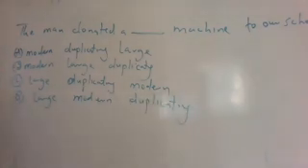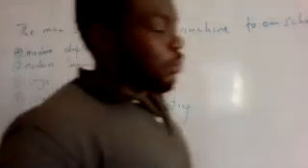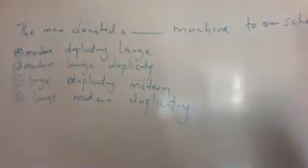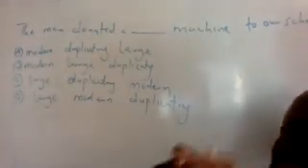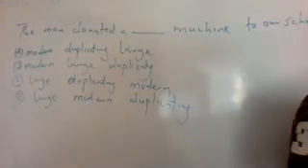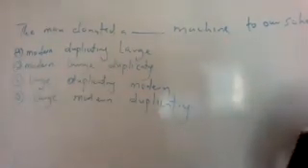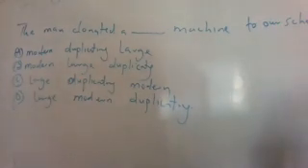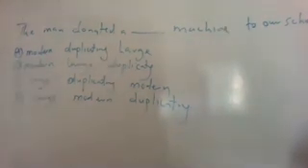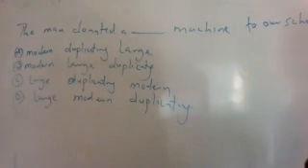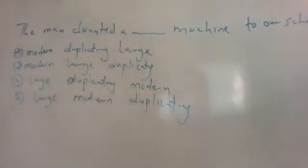Now, who has the answer to this? I want you to give it to me based on the rule. You give me the number. D. Large modern duplicating. The man donated a large modern duplicating machine to our school.